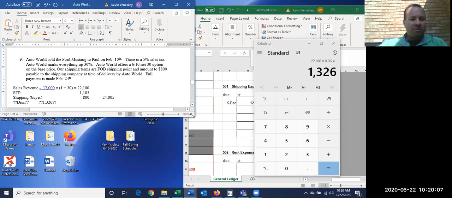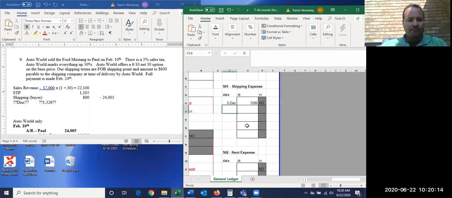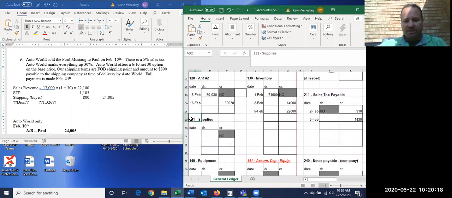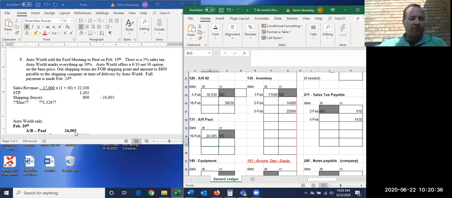My customer owes me on February the 10th $24,005. Let's put it into our journal entry. Let's just call this AR number 3, or AR in this case, Paul, on 2-10, $24,005. Then I simply need to show where that $24,005 came from, and it came from these 3 things.